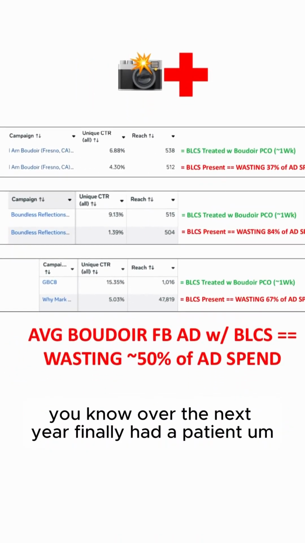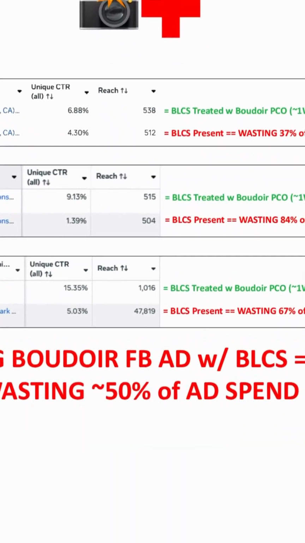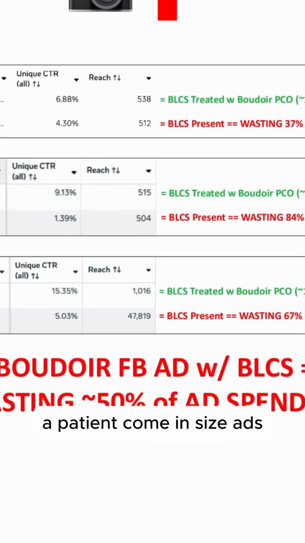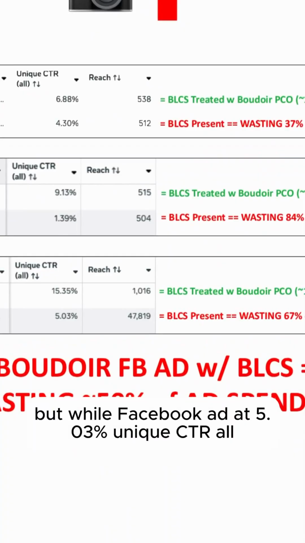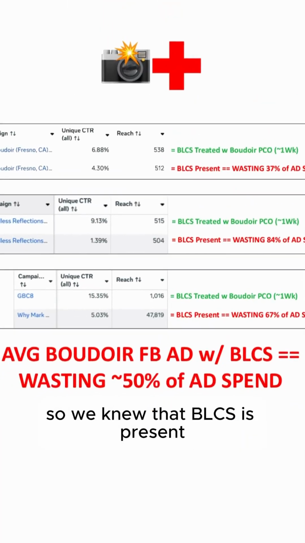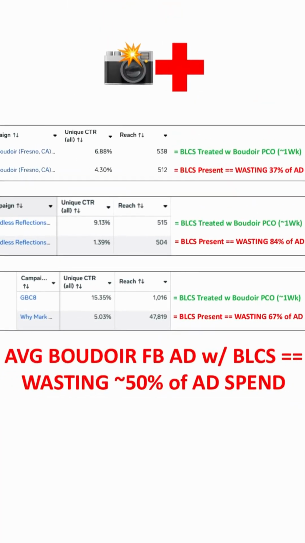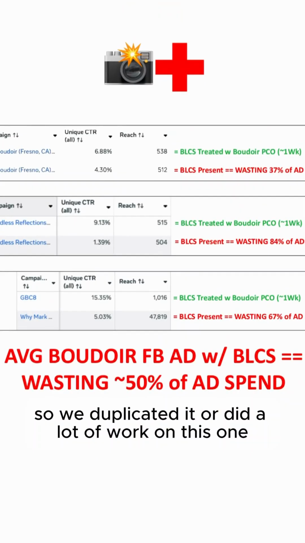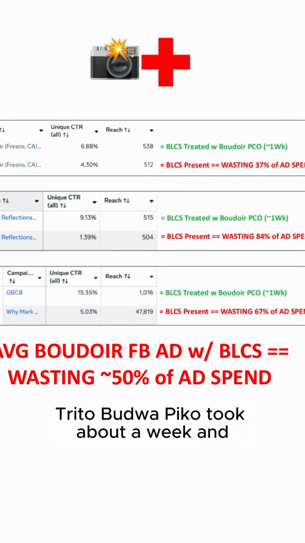Finally, I had a patient come in, saw his Boudoir Facebook ad at 5.03% unique CTR. So we knew that BLCS is present. So we duplicated it, or did a lot of work on this one. Treated with Boudoir Pico, took about a week.